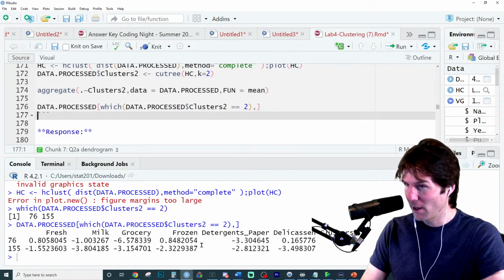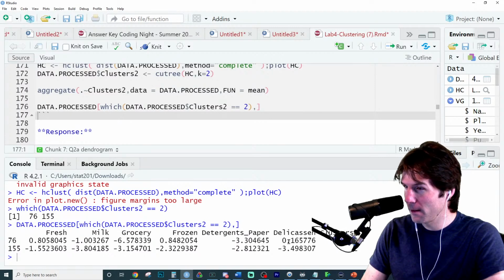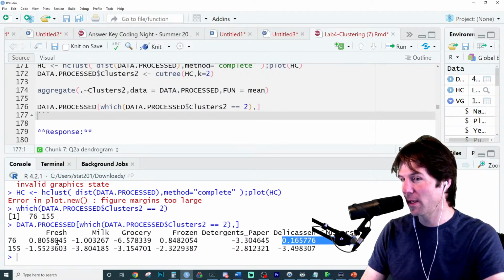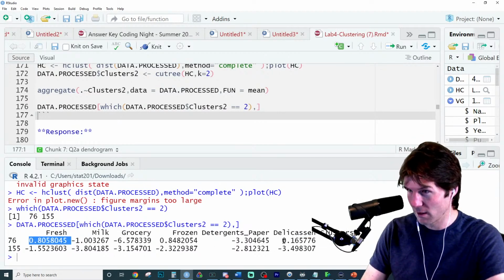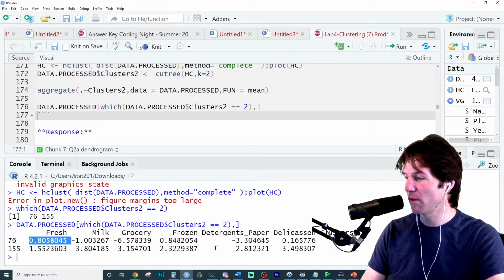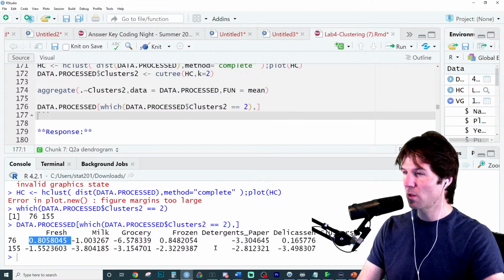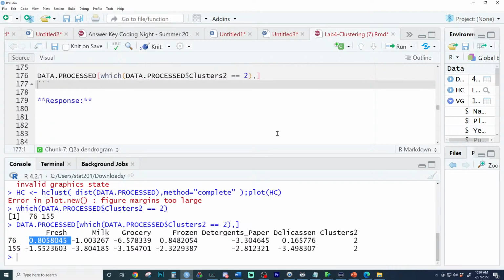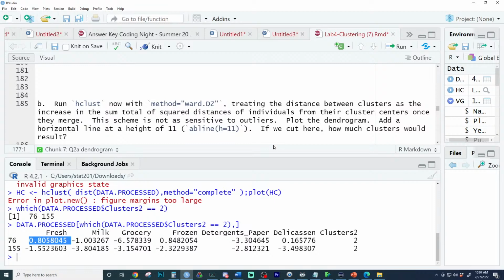You see right here, there's these people. This person is actually a little bit higher than average in the delicacy. I don't even know what that is. Maybe it's nice cakes that we make. This person, they're buying fresh and delicacy. This person just doesn't really buy anything. They're below average in everything with the negative Z scores. So pretty interesting individuals, but these are our two people who just don't quite act like everyone else, which is fine.